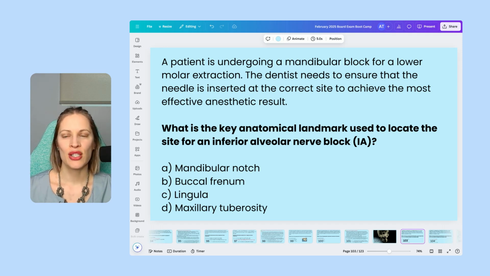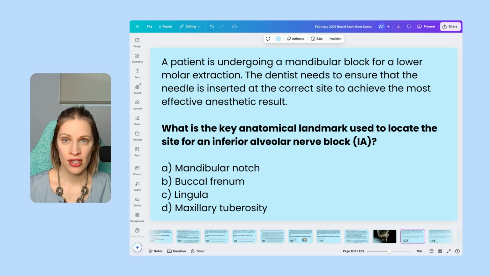But you would need to know where all of these landmarks are in order to answer the question. This is where studying and critical thinking comes in. So pick out the keywords from the question. The patient is undergoing a mandibular block for a lower molar extraction.